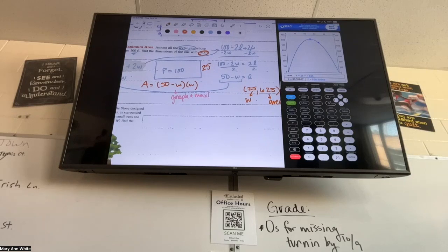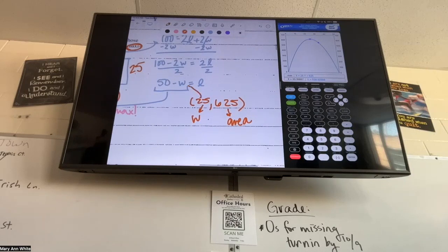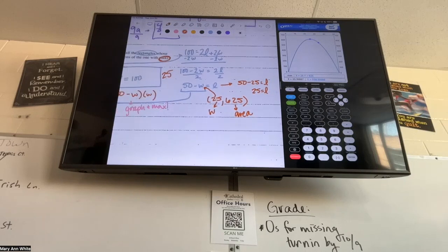Could we find out what my length would be? Yeah, just plug it in. We can plug it in right here. We can do 50 minus 25 equals L. And so L is just 25. So basically it's telling me that in order for it to have maximum area, it should be a square. It should be the same width and the same length.